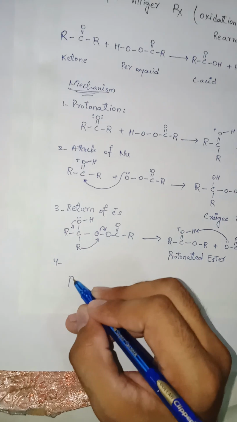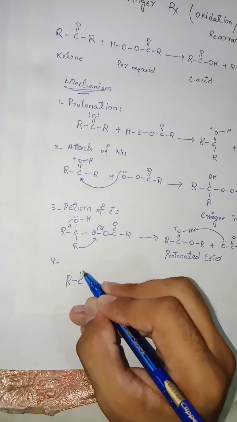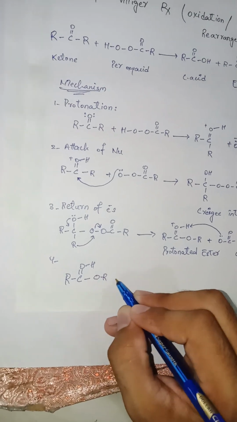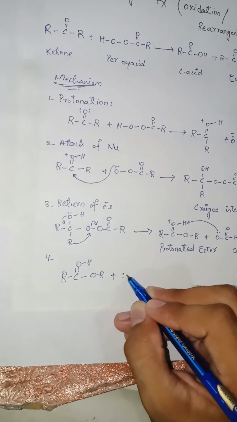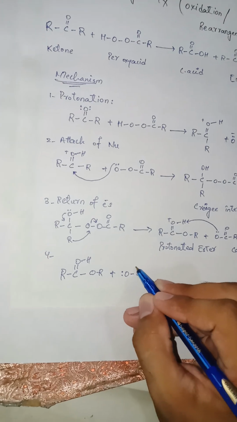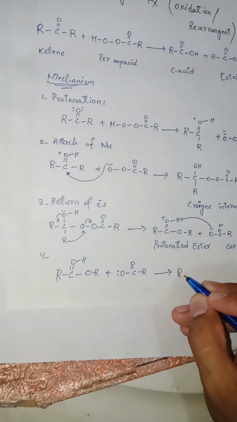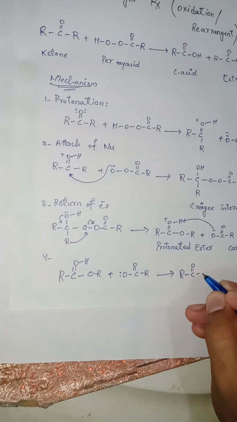In the fourth step, the oxygen captures the hydrogen atom of the protonated ester, and finally our product ester is formed.